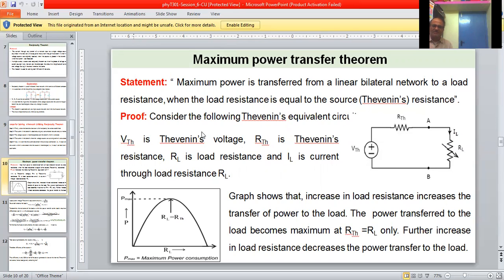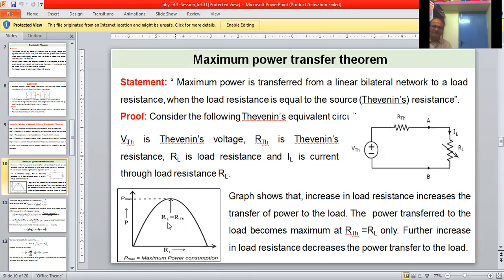Here, consider the following Thevenin circuit. This is a Thevenin's equivalent circuit. VTH is generally called the Thevenin's voltage, and RTH is the Thevenin's resistance that can be calculated with the help of formulas. RL is the load resistance, and IL is the current through this load resistor RL. When this experiment is conducted and power versus the load resistance is plotted in a graph, this kind of nature is observed.